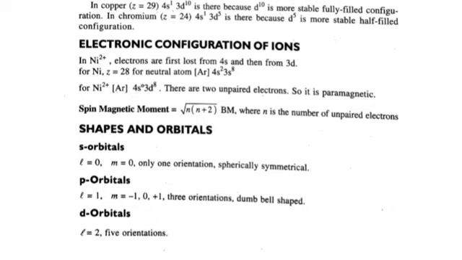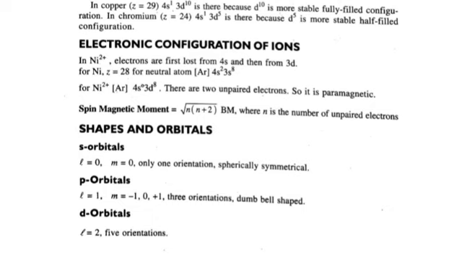Similarly, if you want to calculate the electronic configuration of ions, if I talk about Ni2+, the electrons are first lost from the 4s and then from 3d. So Ni atomic number is 28. The general electronic configuration is argon 4s2 3d8. For Ni2+, 4s0 and 3d8 will be remaining. 3d8 means it is having 2 unpaired electrons, so it is paramagnetic in nature.